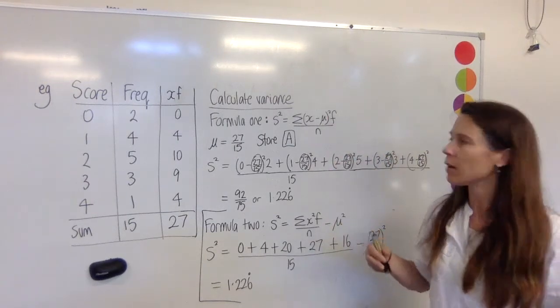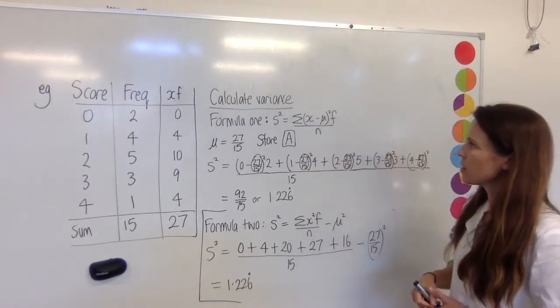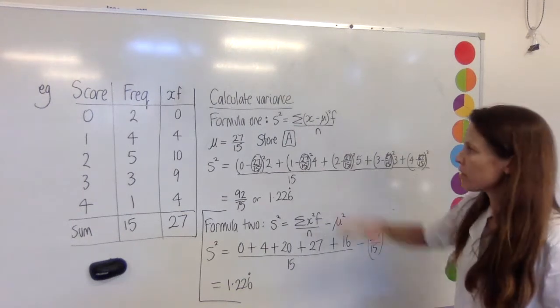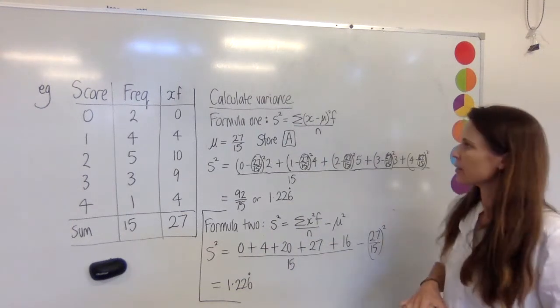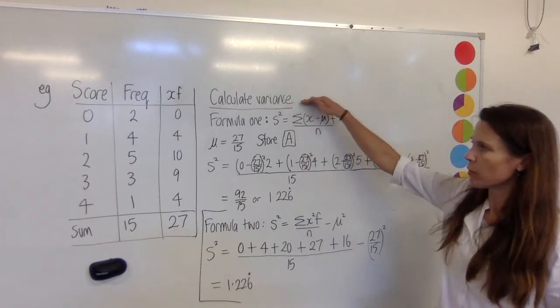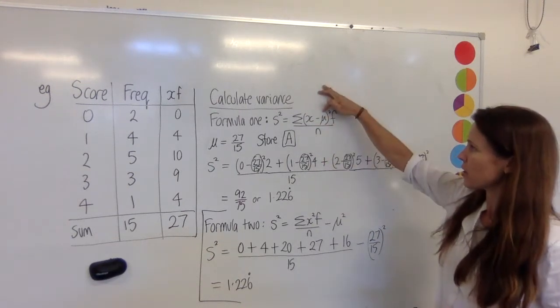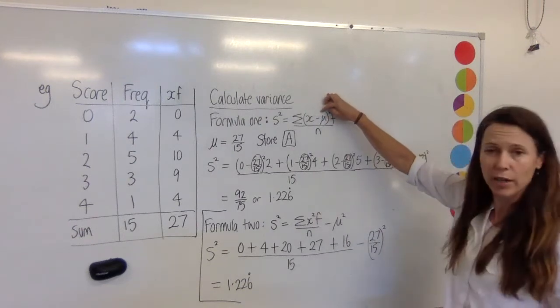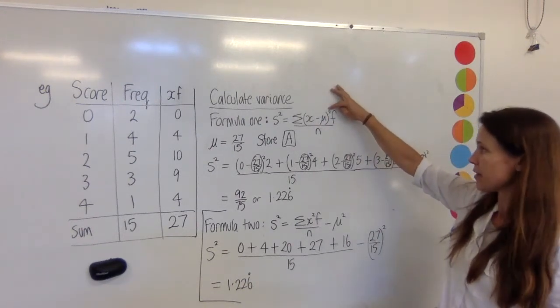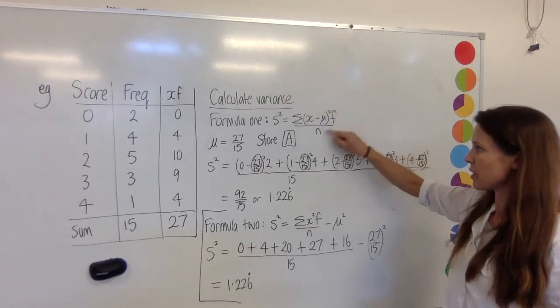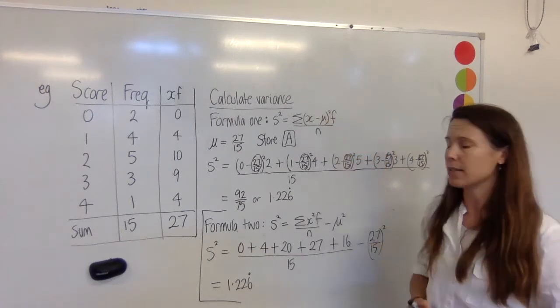Later on we can see how we could actually use our calculators to find it more simply. But it's important to be able to calculate by hand at this stage. Now the first formula we said makes a lot more sense with understanding what variance really is. We take each score and we subtract the mean. We square the differences, multiply by the frequency, divide by n. We have to add all of these up.